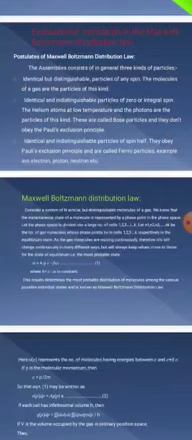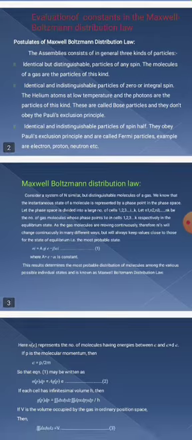So today we have discussed the evaluation of the constant in the Maxwell Boltzmann distribution law. First, we have discussed the postulates of the Maxwell Boltzmann distribution law. The assemblies consist of three general kinds of particles. First, identical and indistinguishable particles of any spin. Second, identical and indistinguishable particles of zero or integral spin. Third, identical and indistinguishable particles of half spin.